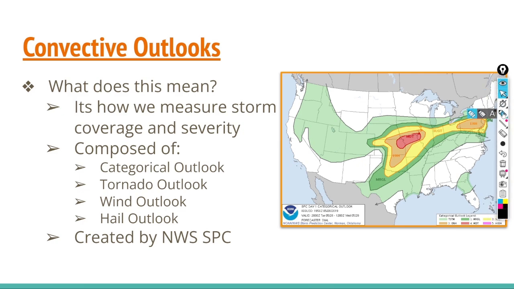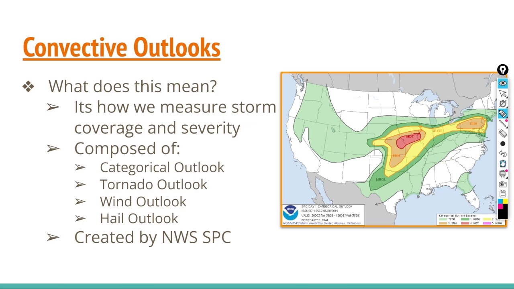Here's an example of a convective outlook. Here on this image, this is one of the ones that I have remembered a lot because this is the last moderate risk that I have been in. May 28th, 2019. This is what we call the categorical outlook, but this is what a convective outlook is.